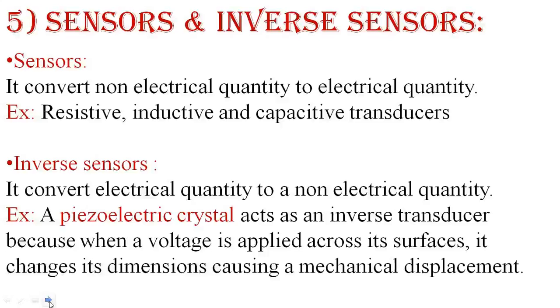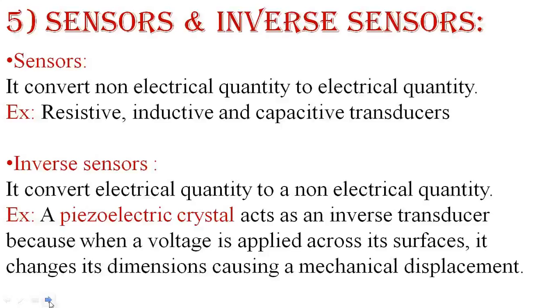A sensor converts a non-electrical or physical parameter into an electrical quantity or electrical form. Examples are resistive, inductive and capacitive transducers. These transducers sense the physical parameter or non-electrical quantity and convert it into an electrical quantity. Next, inverse sensors.